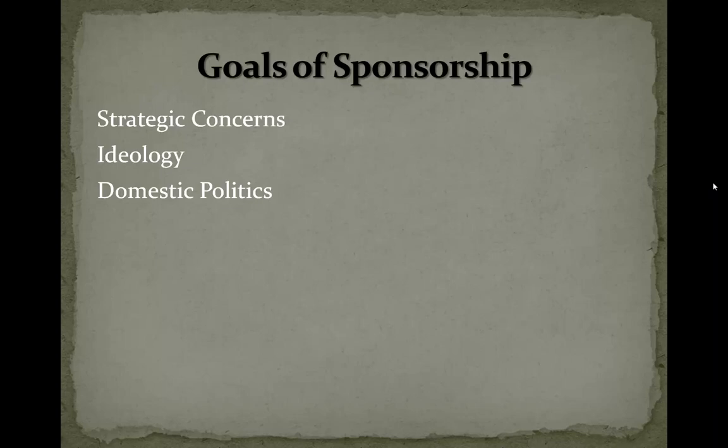I'm not sure I buy that argument, but certainly there's an element of control that a state sponsor does have over a group, especially if the group is heavily dependent on the funds or the arms or the training that it gets from the state sponsor.